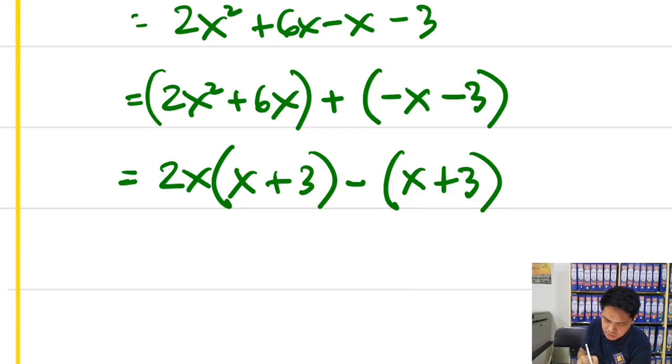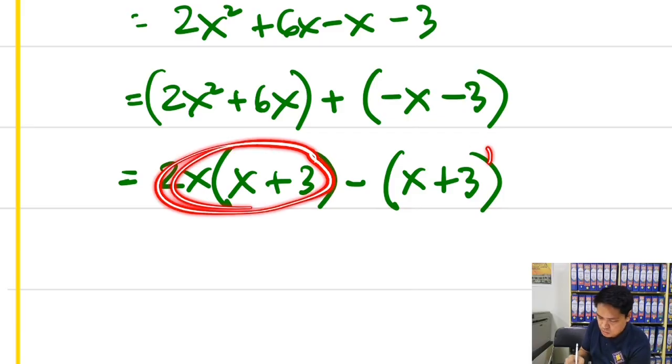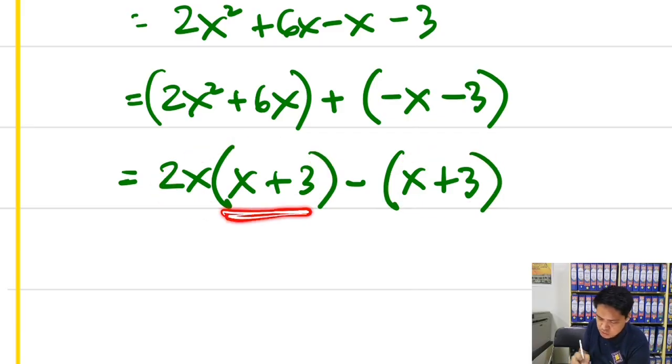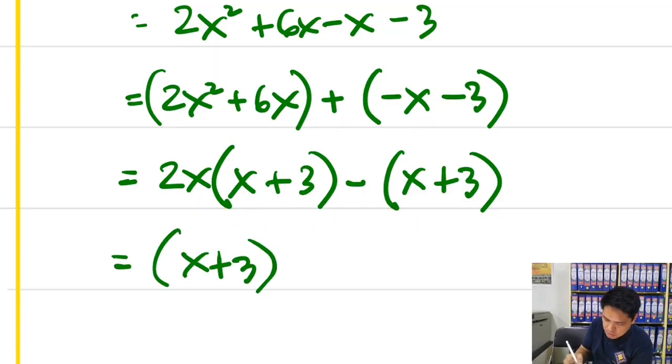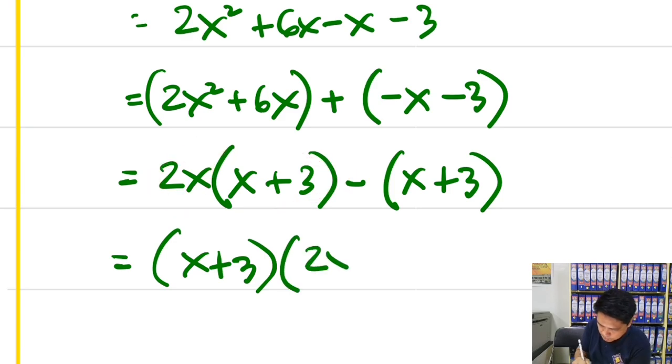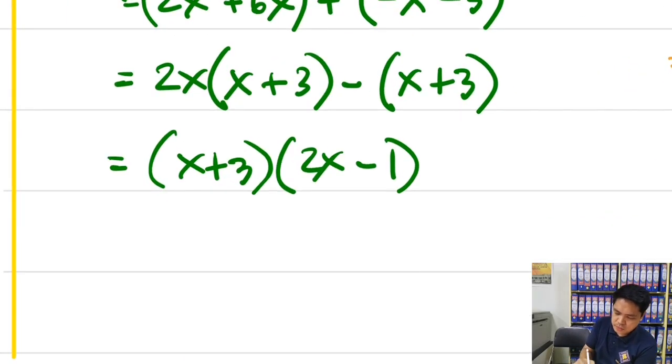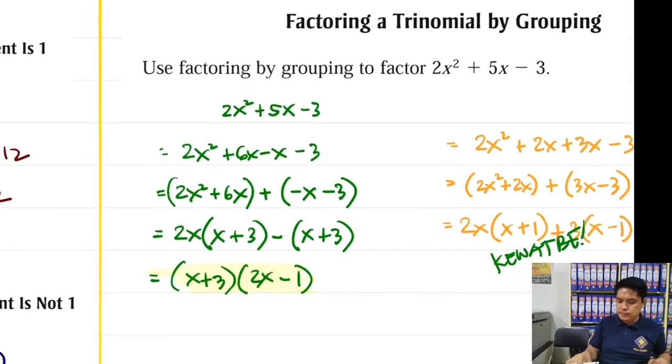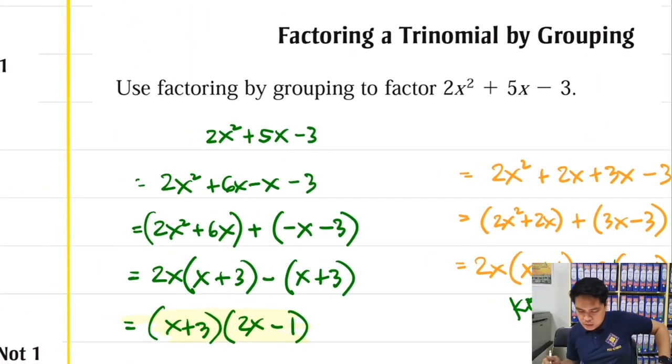Common na siya dito. So I could take this as one term and another term. Then the common factor for each term is this. So I could take out x plus 3. If I take out x plus 3 here, what remains is 2x. And if I take out x plus 3 here, what remains is negative 1. So this is now the answer. So it's a bit challenging. Okay. So that is factoring a trinomial by grouping.